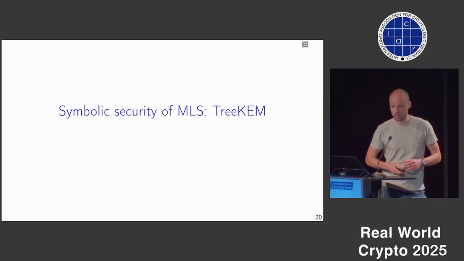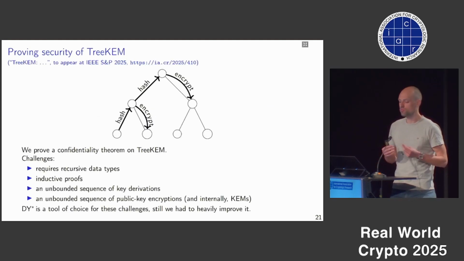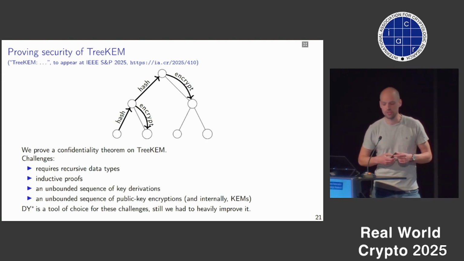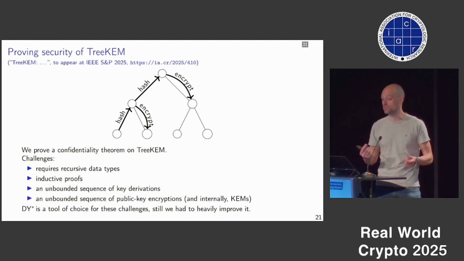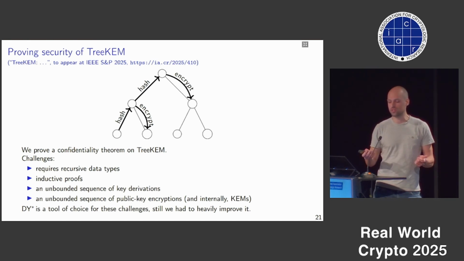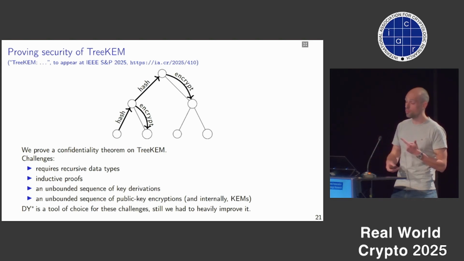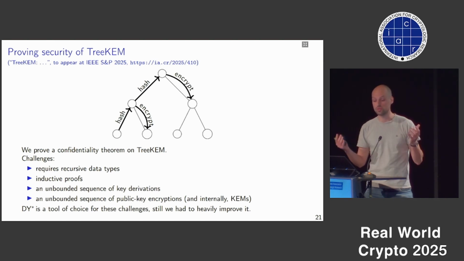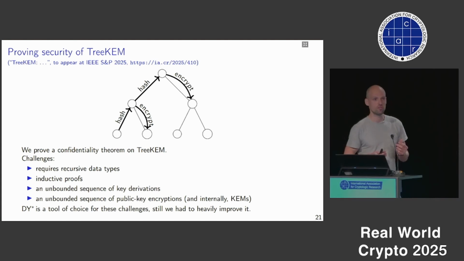We now go back to MLS with our analysis of TreeKEM. So we proved a confidentiality theorem on TreeKEM. And the main challenges here are that TreeKEM relies on recursive data types, that is trees. So the proof must be inductive, and TreeKEM relies on an unbounded sequence of key derivations, an unbounded sequence of public key encryptions, all of this within a tree. And so I think that it's currently out of scope for automatic symbolic provers.